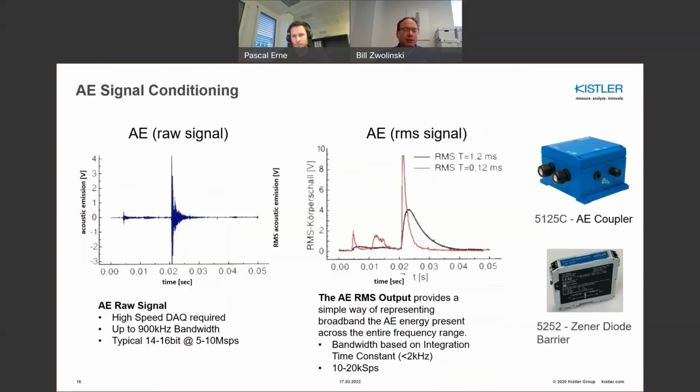So this is another illustration of what it might look like in terms of the AE signal. You've got a raw AE signal here, and then you also have the RMS riding on it. One is a short time constant, one is a long time constant, and you can see that the short time constant best represents the envelope of this raw AE signal. And you can see here that we need 5 to 10 megasamples per second data acquisition sample rate, and on the RMS output, you can get away with 10 to 20 kilosamples per second easily.